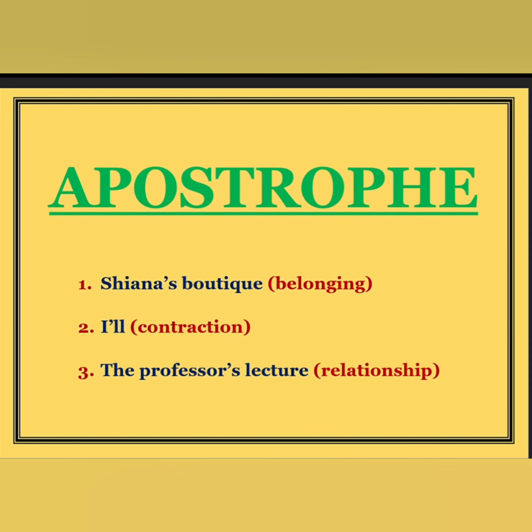Now comes the apostrophe. We use an apostrophe to show possession or belonging or the relationship between two things. We also use it in contractions to show the missing letters in a word. The example is Shina's boutique. So it shows the belongingness. Then I'll. It's a contraction of I will. Then the third one, the professor's lecture. It is showing the relationship between the professor and the lecture.